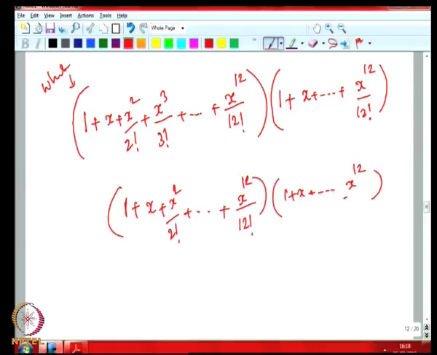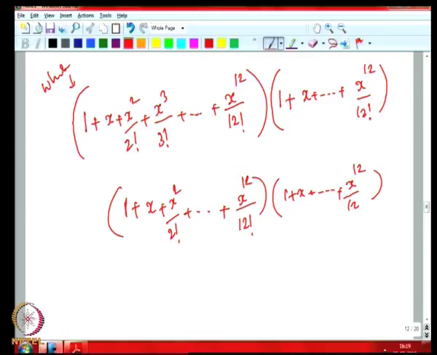x raised to 12 by 12 factorial, and multiply it out. Now we look for the coefficient of x raised to 12. So x raised to 12 by 12 factorial, that is going to give you the answer, is what we are saying, because x raised to 12 by 12 factorial.